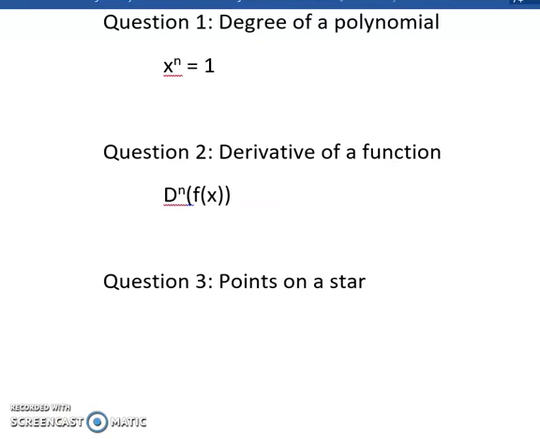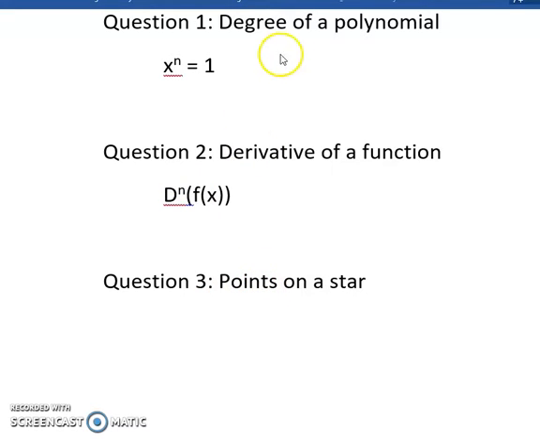Consider the three following questions. What degree of a polynomial, how is it related to the number of solutions? Derivative of a function, what do you know about it? And relationship between points on a star.